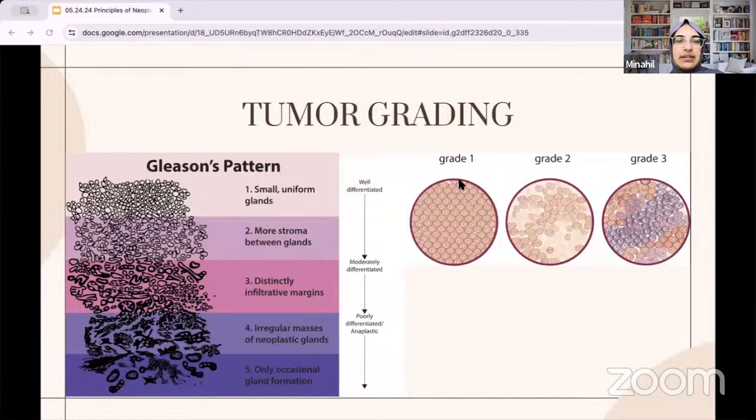So here is another example of tumor grading. You can differentiate between grade 1, 2, and 3. Grade 1 is the lowest grade, which tends to have a better prognosis. And you can see in Gleason's pattern a well-differentiated versus a poorly differentiated or anaplastic pattern. Anaplastic means very different from parent tissue. And so you can see that what's all the way on the bottom is not what grade 1, all the way at the top, looks like.